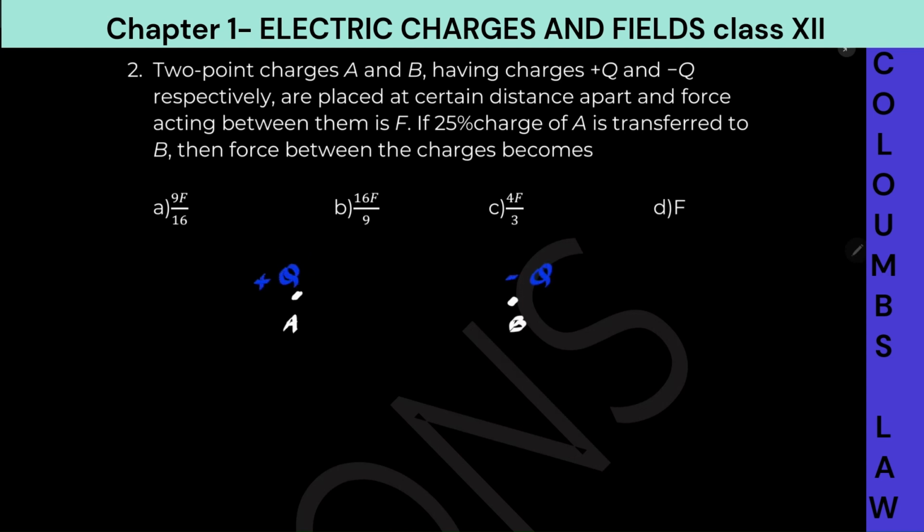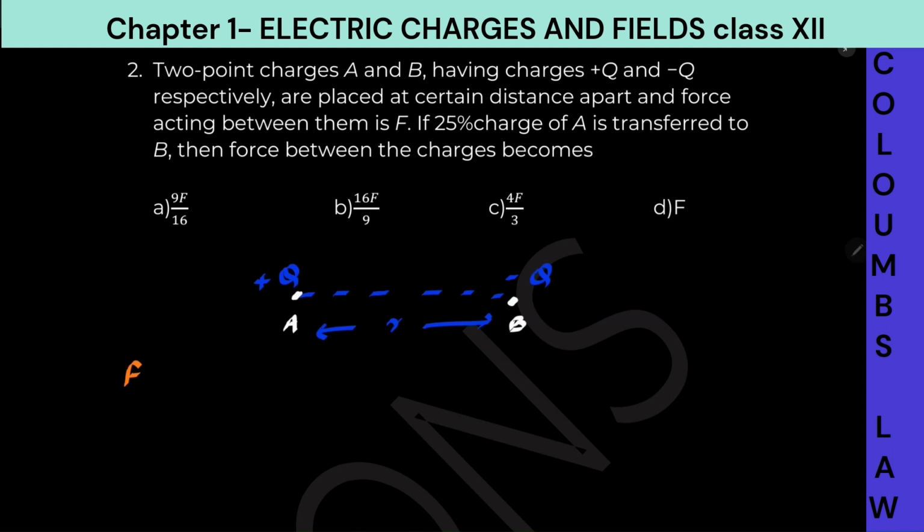Okay, Q and minus Q respectively are placed at a certain distance apart and the force acting between them is F. Let's say the separation between A and B is R, and the force acting between them as per the question is F. This is the force, correct? If 25% of the charge of A is transferred to B, then the force between the charges becomes how much?